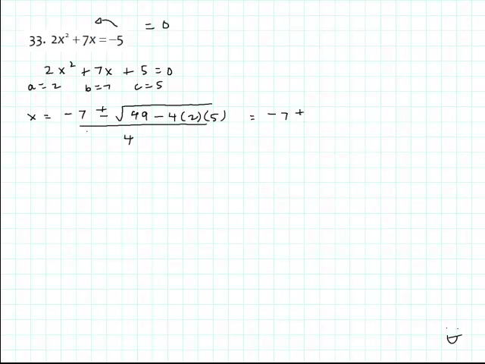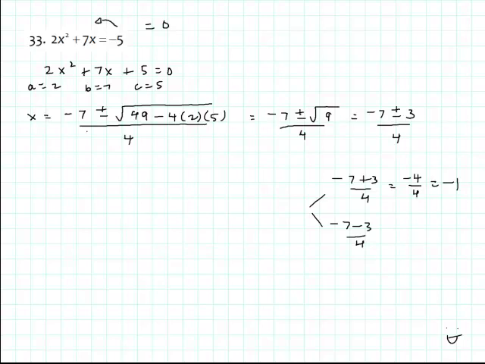Negative 7 plus minus the square root. Inside that radical, we're going to end up with a 9. Negative 7 plus or minus this 3 over the 4. And then we'll need to branch. I'll branch down here. Negative 7 plus the 3 over 4, and negative 7 minus the 3 over the 4. Negative 7 plus 3 is negative 4 over 4, negative 1. Negative 7 minus 3 is negative 10 over 4. Negative 10 over 4 will reduce down to a negative 5 over 2.